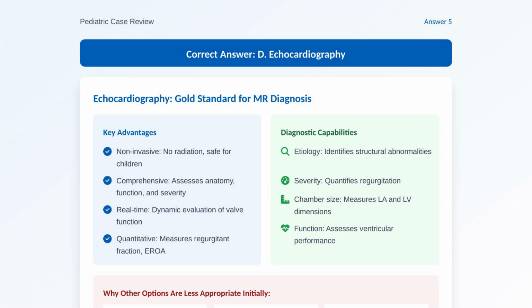While cardiac MRI offers excellent anatomical detail, it typically requires sedation in young children, is less accessible, and more expensive. Cardiac catheterization is an invasive procedure with associated risks and is generally reserved for complex cases or when intervention is planned. Chest X-ray may show cardiomegaly in significant mitral regurgitation, but cannot directly diagnose the condition or assess its severity. For these reasons, echocardiography remains the most appropriate initial diagnostic test for suspected mitral regurgitation in children.